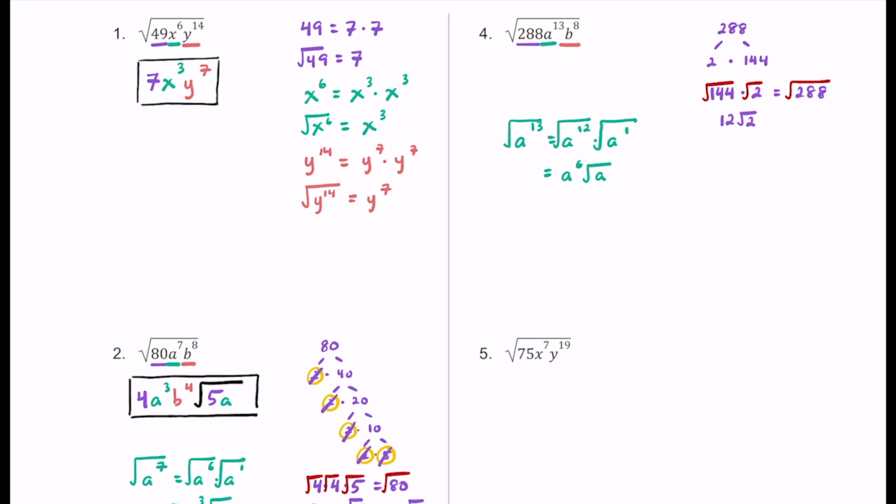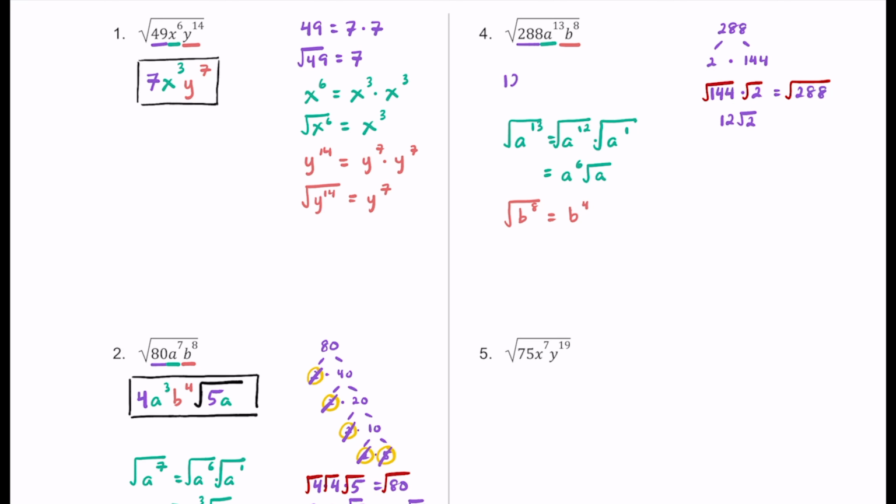Then we have this b to the 8th power, right? If we have b to the 8th power and you're taking the square root of it, since it has an even exponent, then it's a perfect square. The square root of b to the 8th power is b to the 4th power. Okay, so let's see what came out. This 12 got to come out, right? That is now not inside the radical. This a to the 6th power is out, and this b to the 4th power is out.